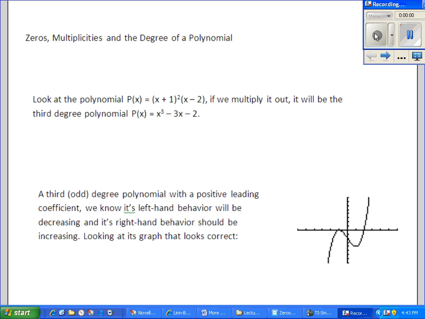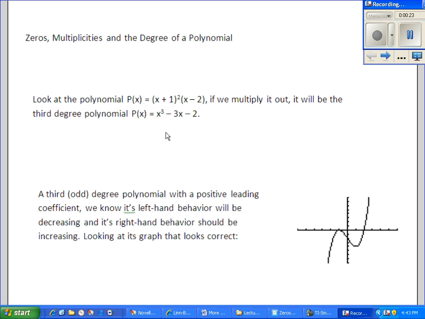Look at zeros, multiplicities, the degree of a polynomial, and how it all relates to the appearance of the graph of a polynomial function. So let's look at the polynomial function p of x equals (x plus 1) squared times (x subtract 2). If we multiply it all out, it will be a third degree polynomial: x cubed subtract 3x subtract 2. You can get that by doing a lot of FOILing.